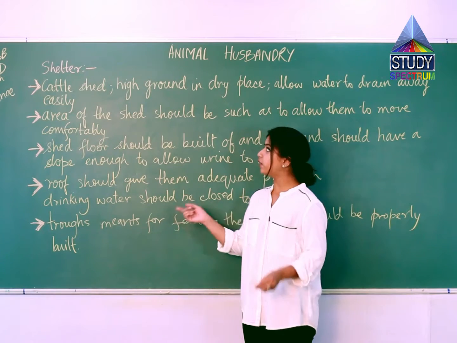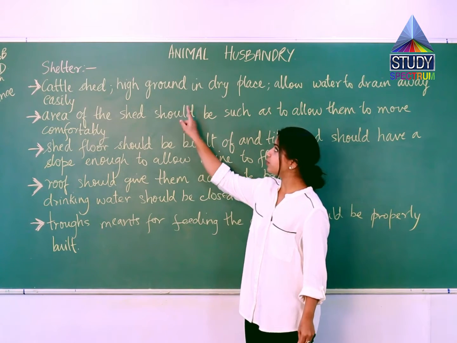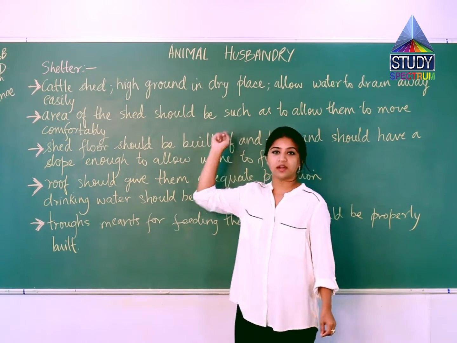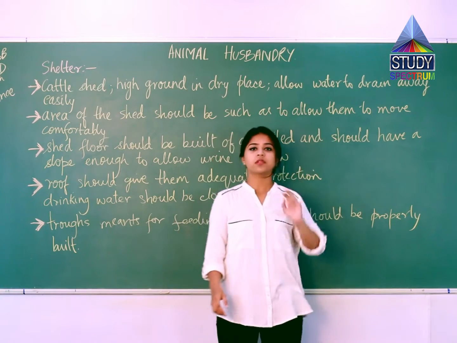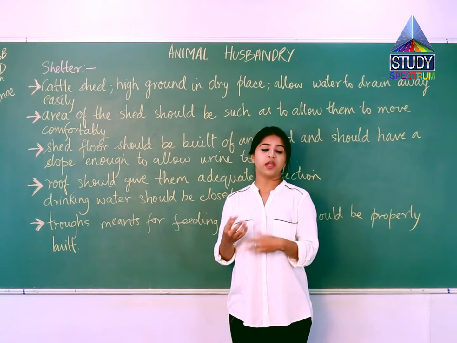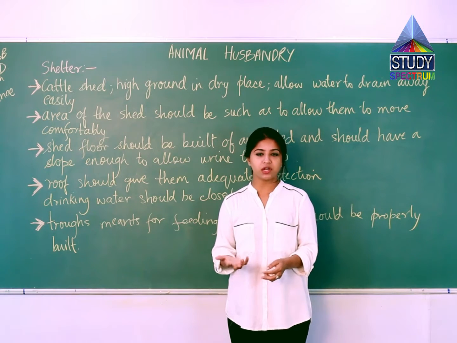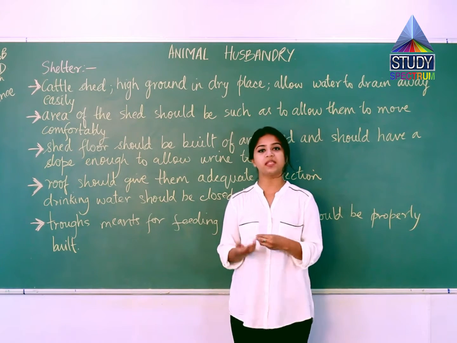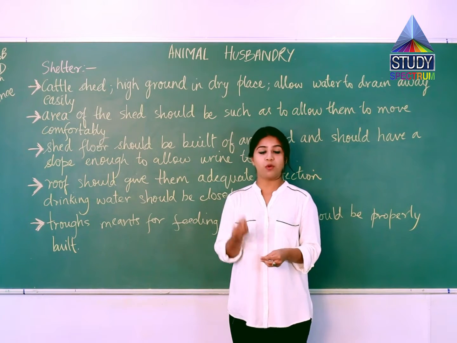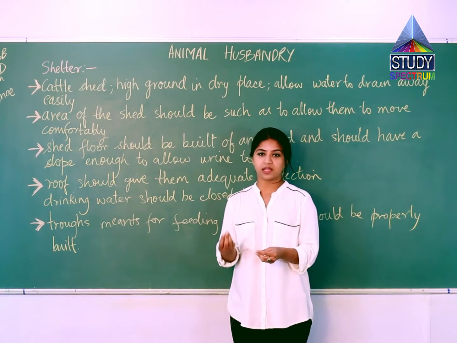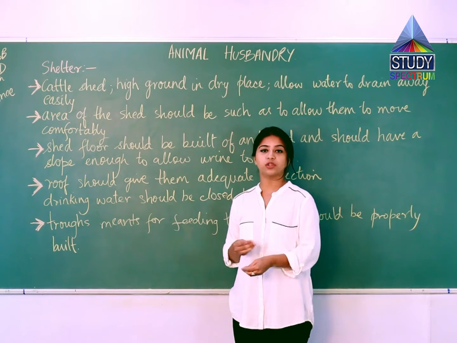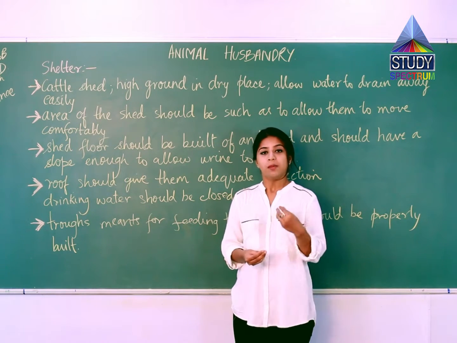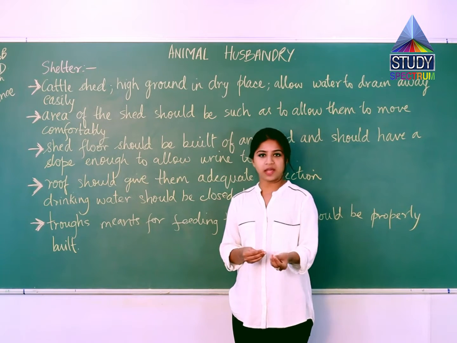What we understood there was that the cattle shed should be maintained on high ground in a dry place and should allow the water to drain away. Obviously, if water were locked inside the shed, it would make no sense, and it would just make the animals in the shed more ill and unhealthy. Plus, it would also give growth to various unwanted organisms.